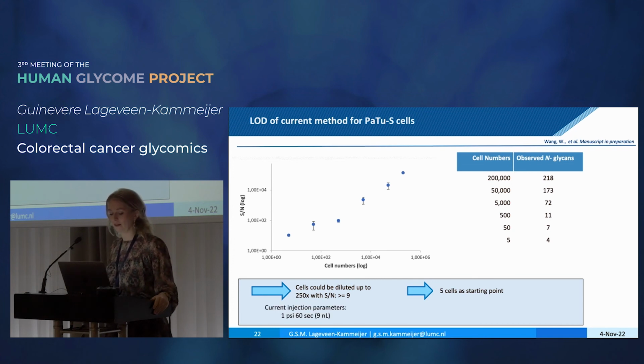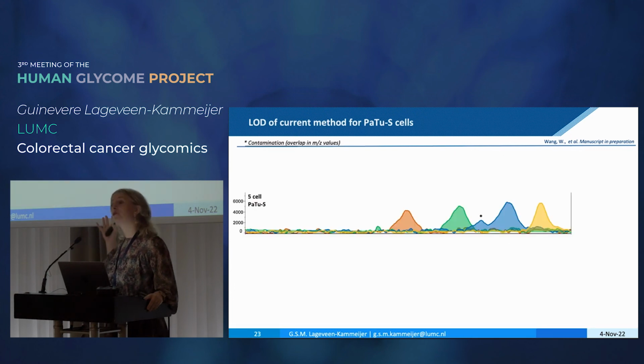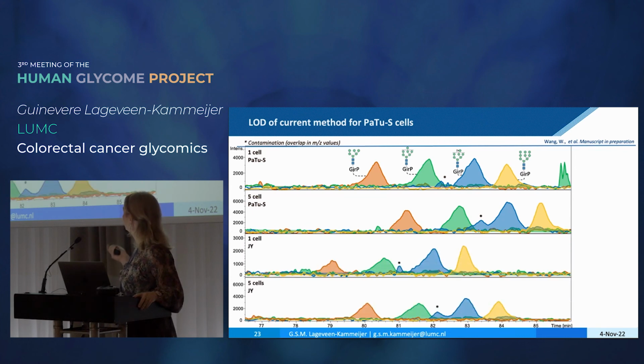But we improved our method a little bit more. We can now inject 10 times more, which should, in theory, allow us to use 1 cell as a starting material. This is really preliminary data, but I'm happy to show it here today. With 5 cells, with a 10 times higher injection, we get nicer profiles, and we also got a profile from 1 cell. In theory, it's from a high bulk sample that we diluted, but I think it's a nice starting point to go really towards single-cell glycomics. We also tried it with a different cell line and got similar results.